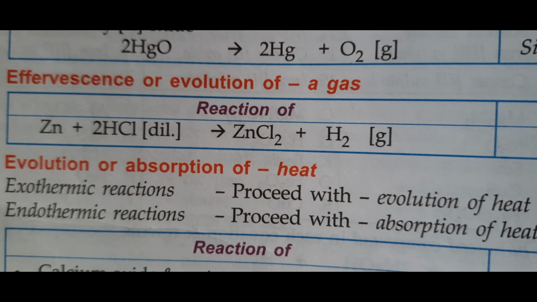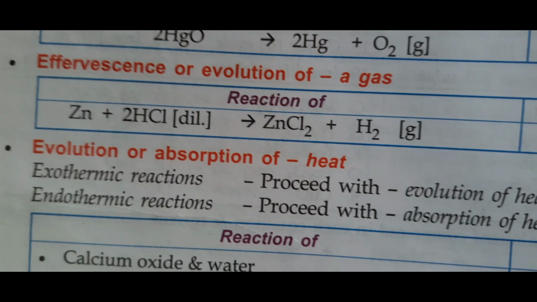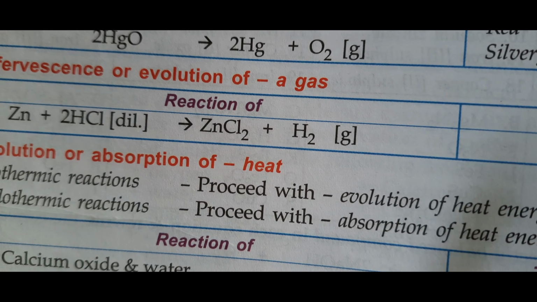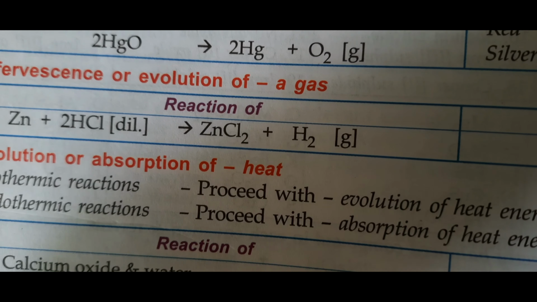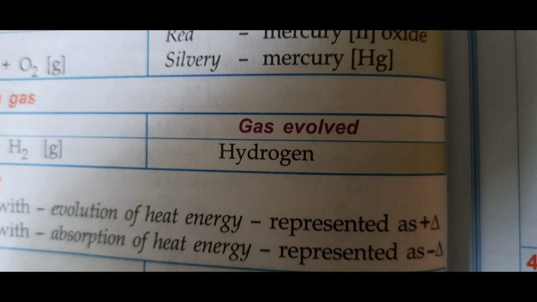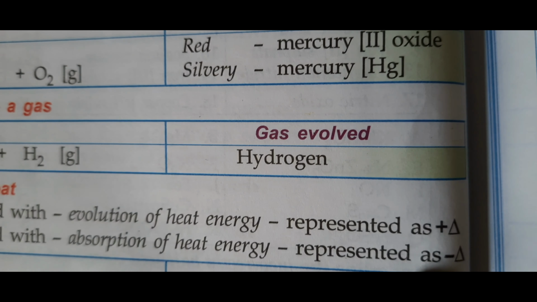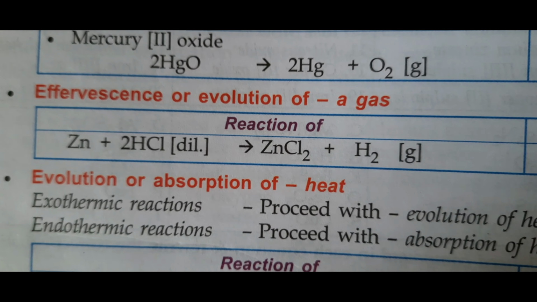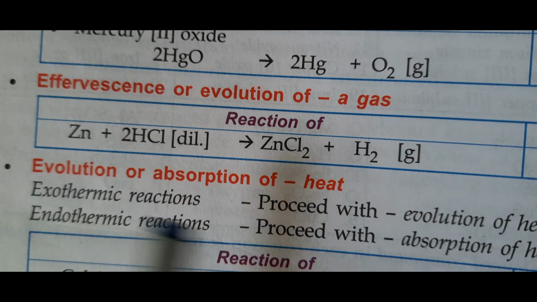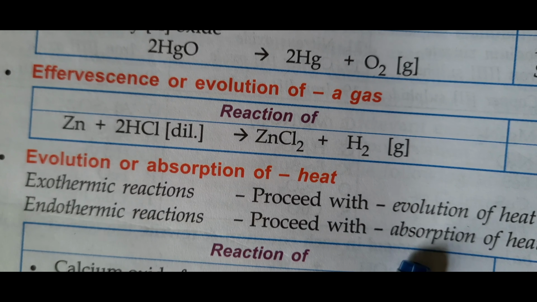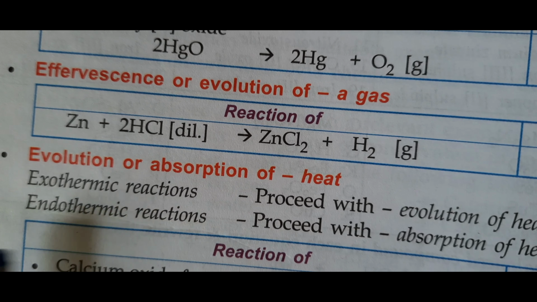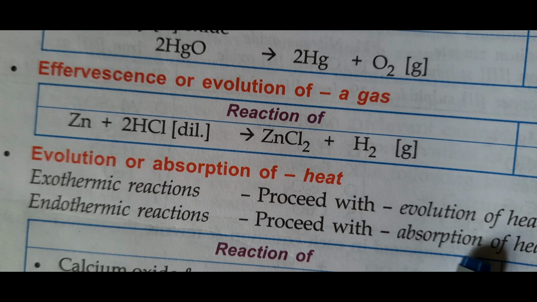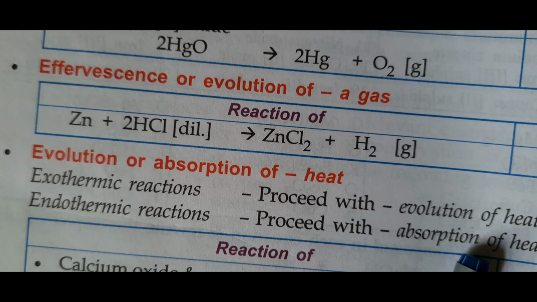And the next one is endothermic reaction, meaning absorption of heat energy. So when absorption of heat energy takes place, that is called endothermic reaction, and it is represented by the symbol minus triangle. You can see at the bottom, minus triangle. So remember the definition of exothermic and endothermic. Exothermic reactions are those reactions in which evolution of heat energy occurs, represented by plus triangle. Endothermic reactions are those in which absorption of heat energy occurs, represented by minus triangle.